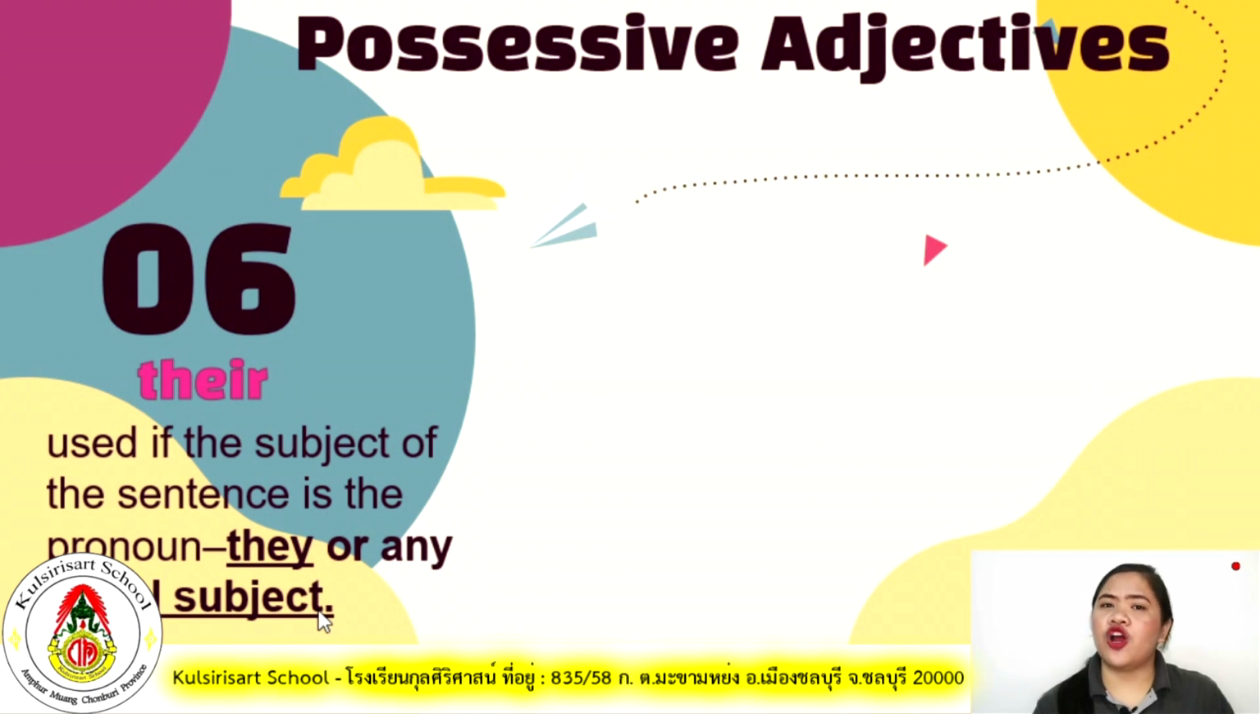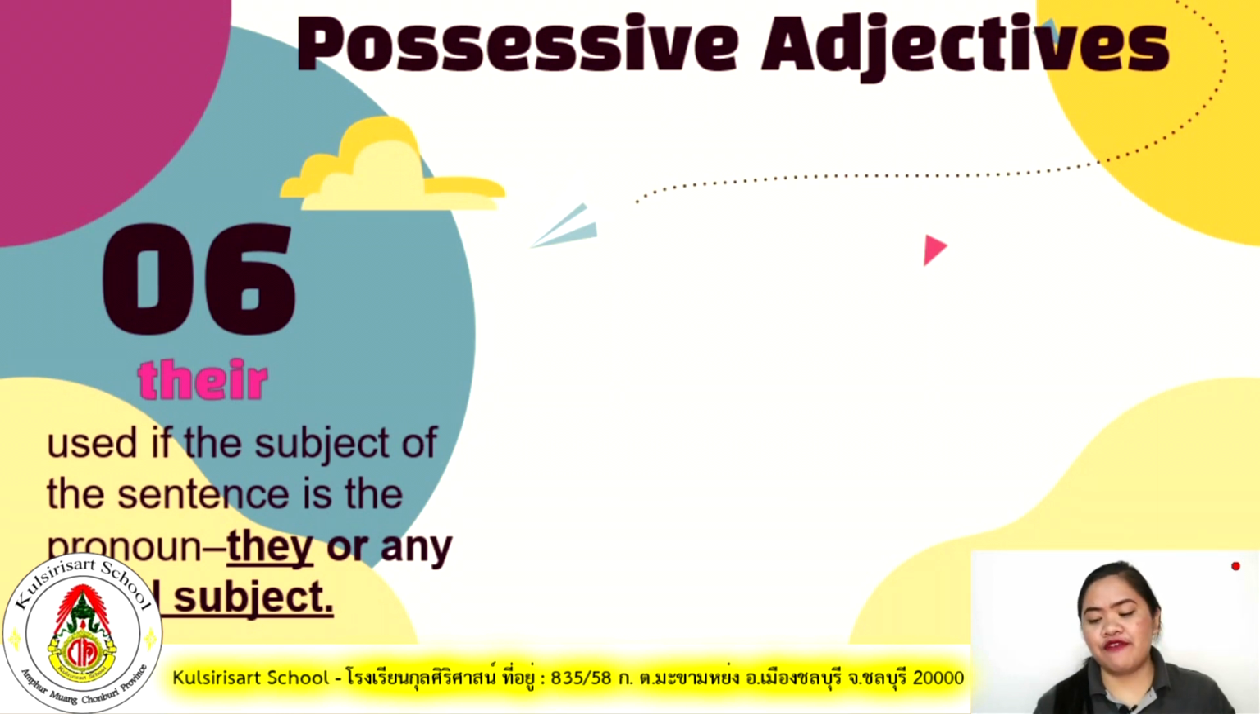The same with her. It can be she and it can be a name of a girl. And with his, it can be he or it can be a name of a boy. But this time, if you're going to use their, it should be they or any plural subject.